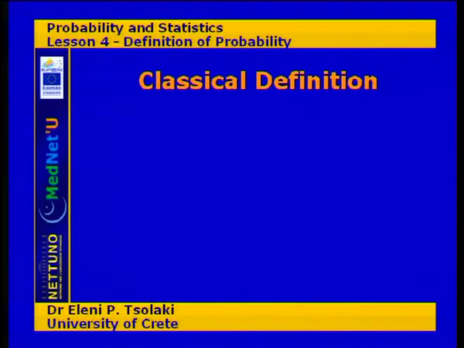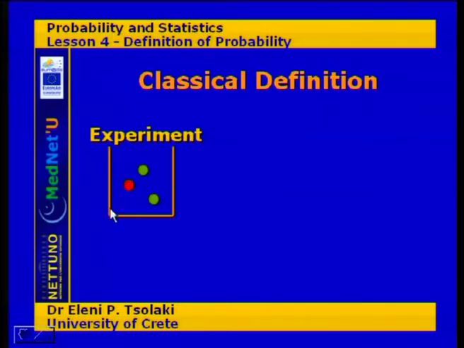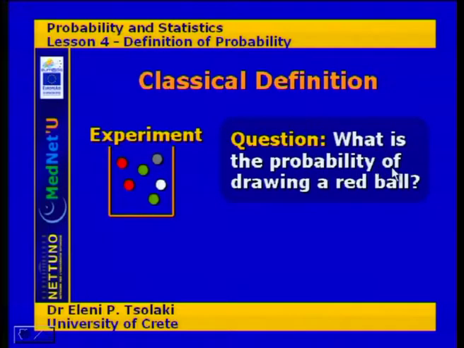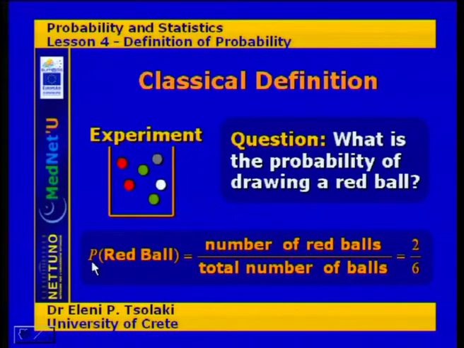We start by giving an example for the classical definition. So we have the following experiment. We have an urn that contains balls, and we want to find the probability of drawing a red ball. We see that we have two red ones, two green ones, a white and a grey one. According to the classical definition, the probability that we draw a red ball would be 2 out of a total number of 6 balls. So the probability of the red ball is the number of red balls divided by the total number of balls in the urn.